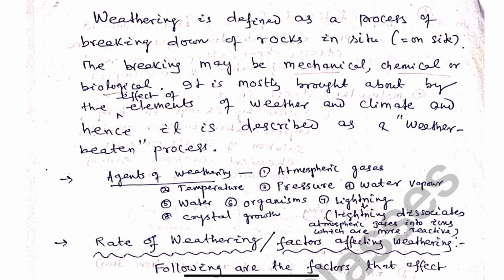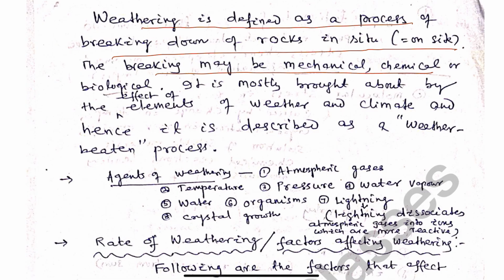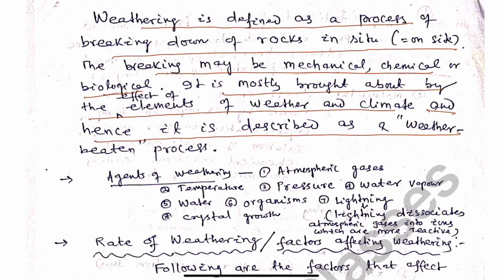So if you take into account the definition of weathering, it is simply defined as the process of breaking down of rocks in their own place, in situ or on its own site. The breaking may be mechanical, chemical, or biological. It is mostly brought about by the effects of the elements of weather and climate, and hence weathering is simply described as a weather-beaten process.